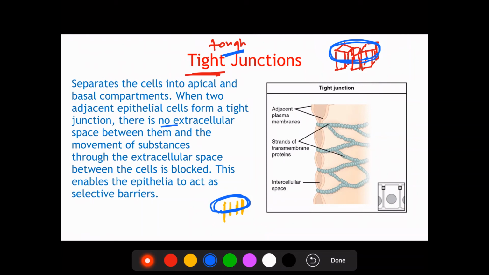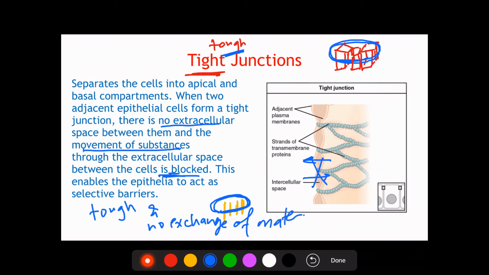So there is no extracellular space between them, and the movement of substances through the extracellular space between the cells is blocked. So there is no movement between the cells with the tight junction. Okay, so it's tough, very strong, and no exchange of materials like water or ions. No change. These are the two things about the tight junction I want you to be aware of.